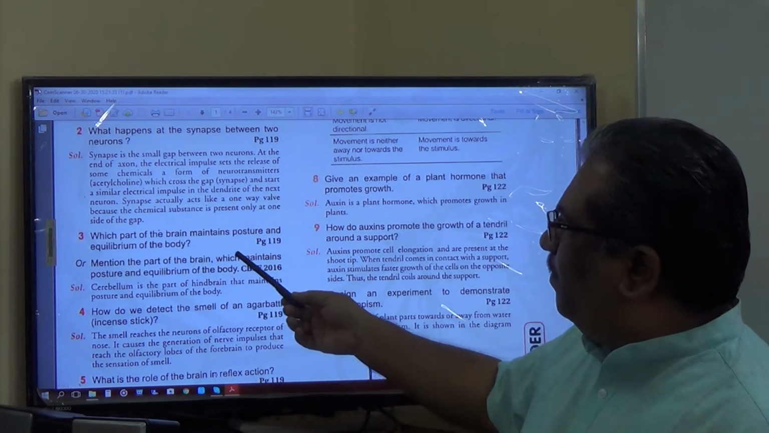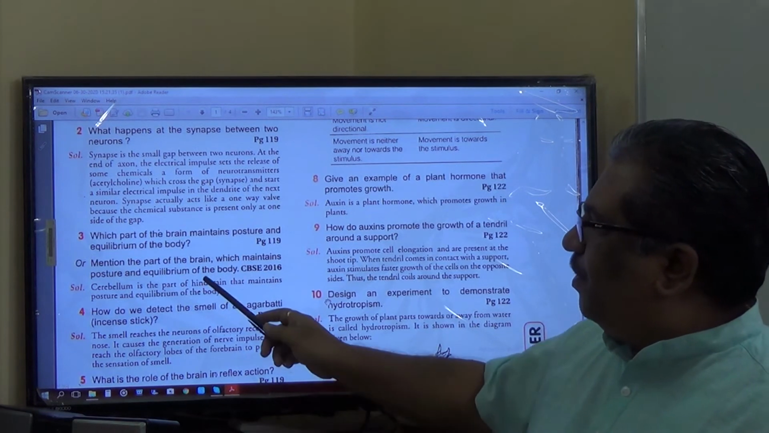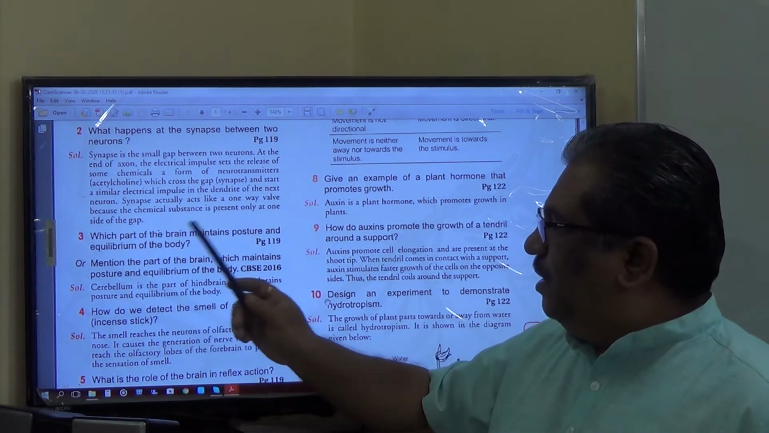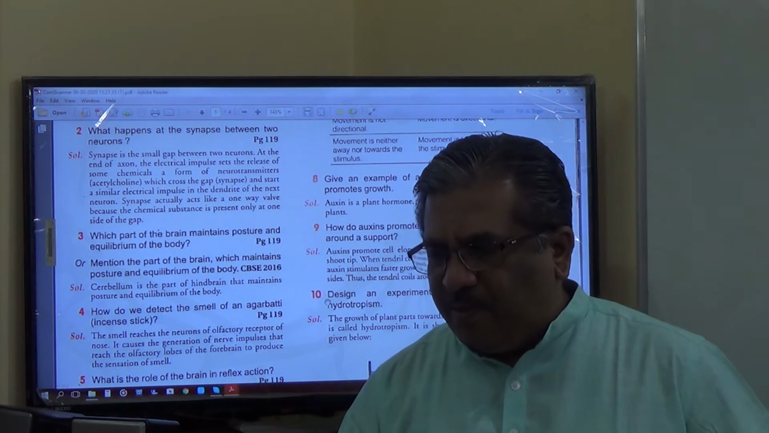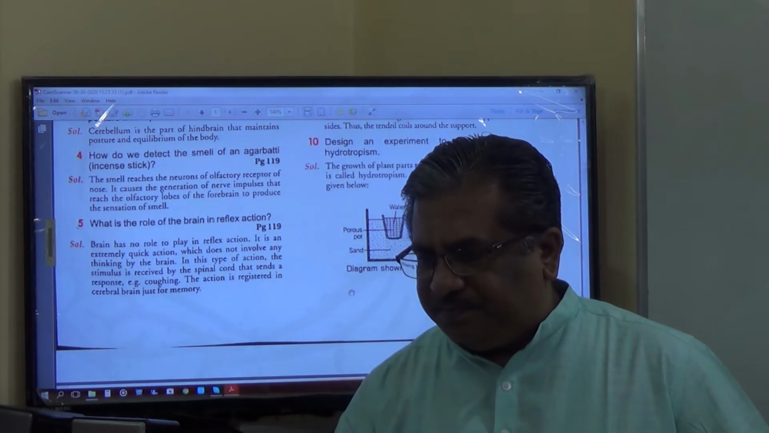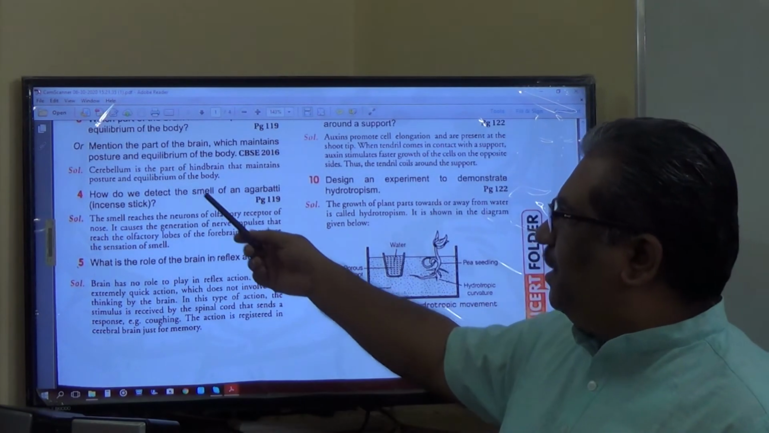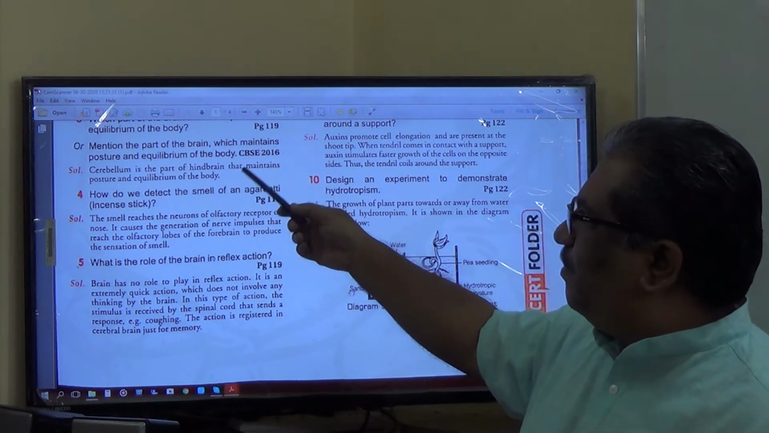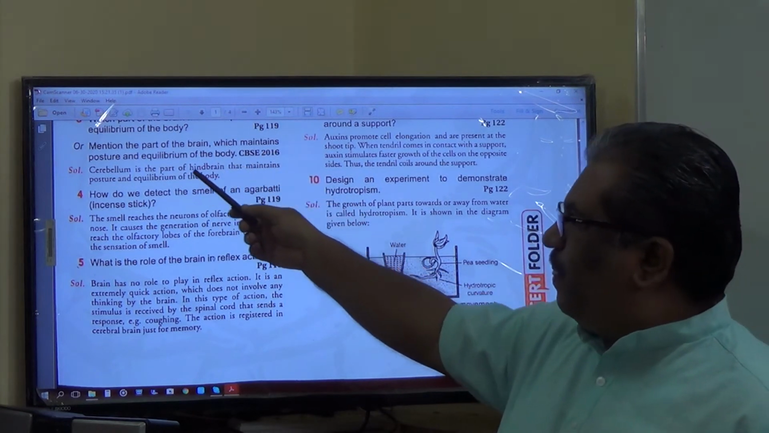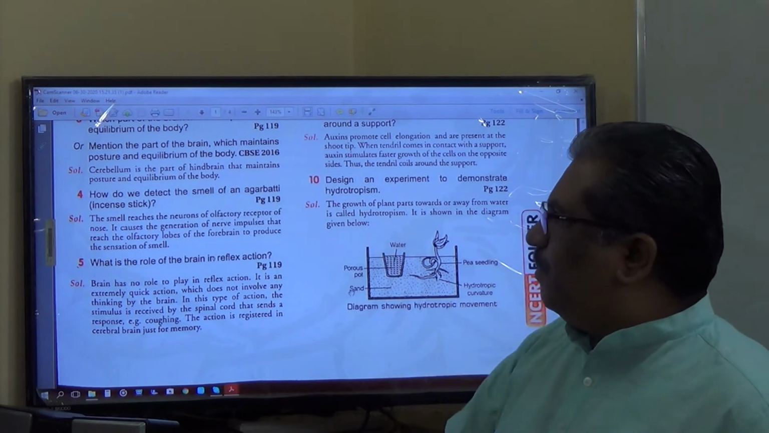Next, which part of the brain maintains posture and equilibrium of the body? Very important. Cerebellum, which is a part of the hindbrain, is responsible for maintaining posture and body balance. In 2016, the same question was asked something like this: mention the part of the brain which maintains posture and equilibrium of the body. So cerebellum is a part of the hindbrain that maintains posture and equilibrium of the body.